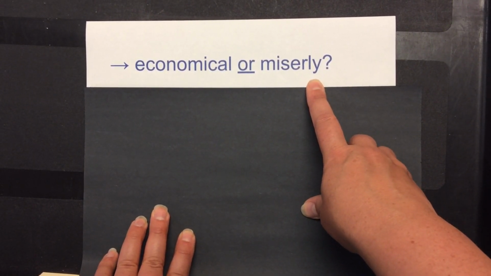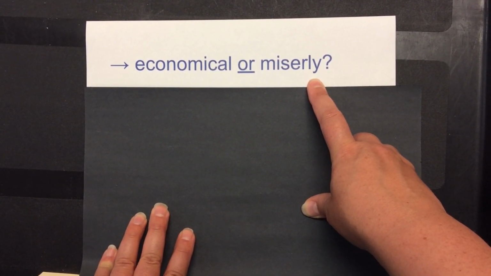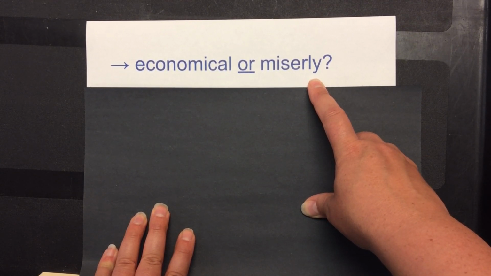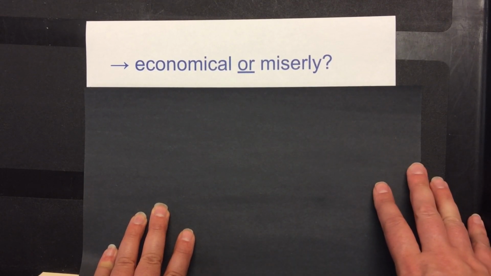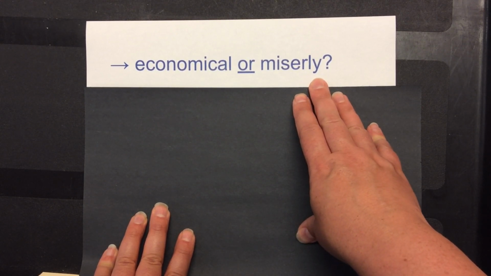Miserly, on the other hand, is a very negative connotation word. A miser is a person, like especially an old man, who just won't spend money on anything. Like penny pinching is another term that comes to mind. Ebenezer Scrooge is a miser. You do not want to be described as miserly.